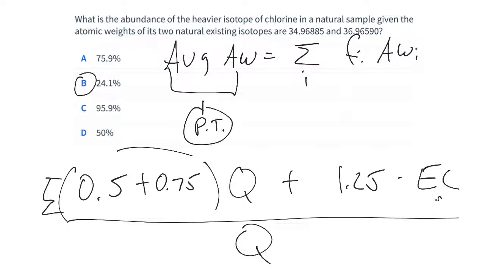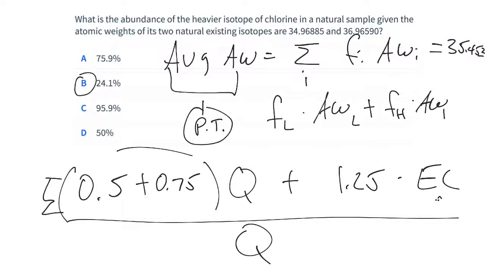So for chlorine, it's 35.453 AMU. And so then we'd have the fraction of the lighter isotope times the atomic weight of the lighter isotope, plus the fraction of the heavier isotope times the atomic weight of the heavier isotope, and that's going to equal 35.453.